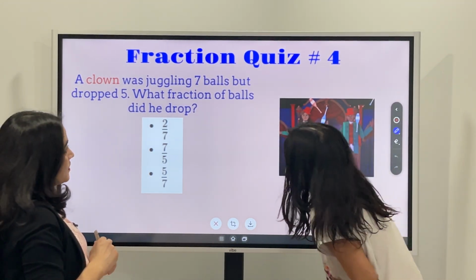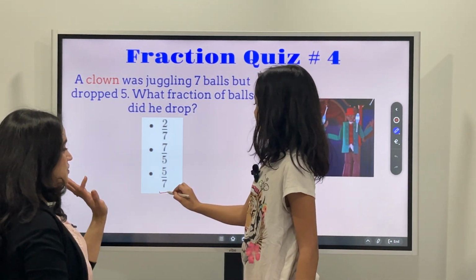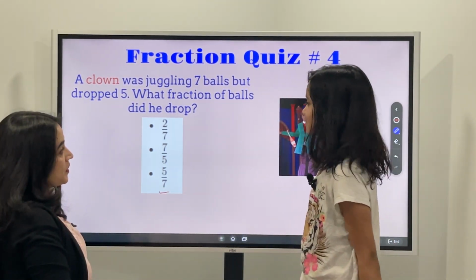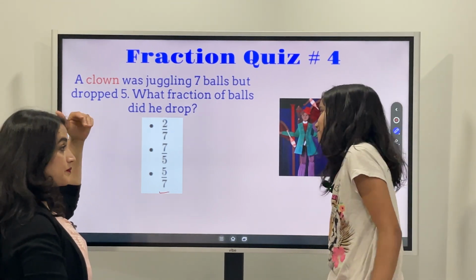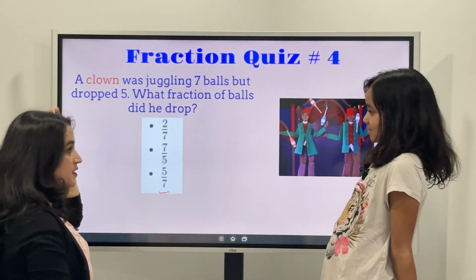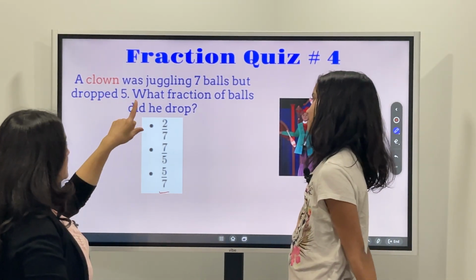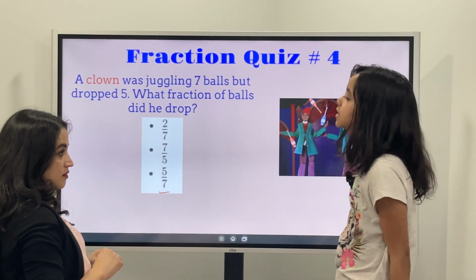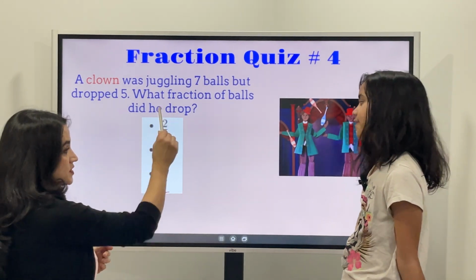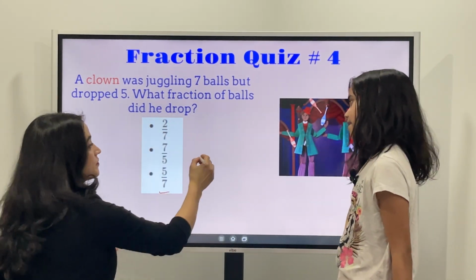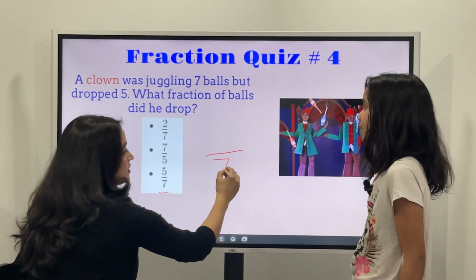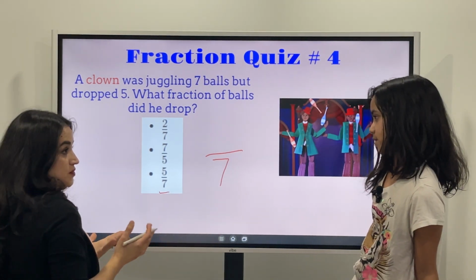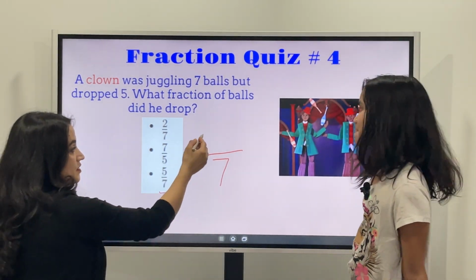I have an answer. So Leena, you go first. You have to think of the fraction and which is the numerator and denominator. So what is the denominator here? The denominator is 7. Yeah, it's the total balls. And then the numerator is 5. Dropped 5. Yeah.